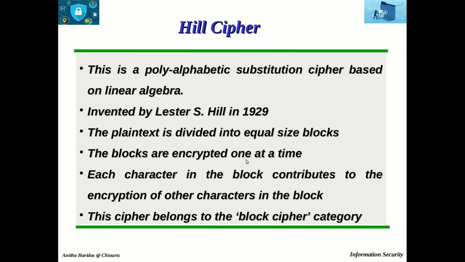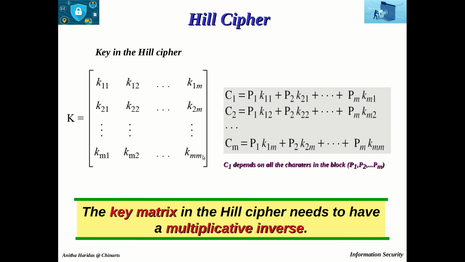The blocks are encrypted one at a time. Each character in the block contributes to the encryption of other characters in the block. Now this cipher belongs to the block cipher category. Let us get into the details of the Hill cipher. In the Hill cipher, instead of having a key stream, we are going to have a matrix as the key. So we call it a key matrix and not a key stream.